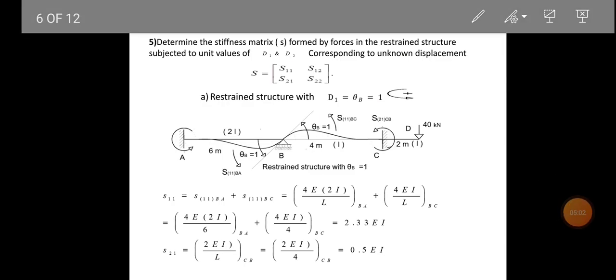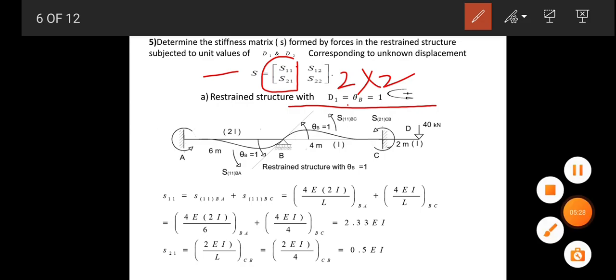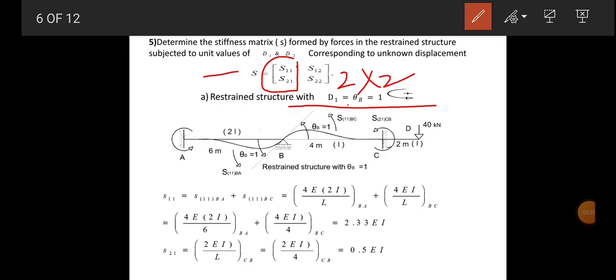Now, next step is to determine the stiffness matrix, formed by forces in the restrained structure subjected to unit value of theta B and theta C, that is d1 and d2, corresponding to unknown displacement. Now, we have two unknowns, so the matrix will be of 2 by 2 size, and the first column of the matrix we will get by applying unit rotation at d1, equal to theta B equal to 1, in anticlockwise direction. So here is our first coordinate and here is our second coordinate.